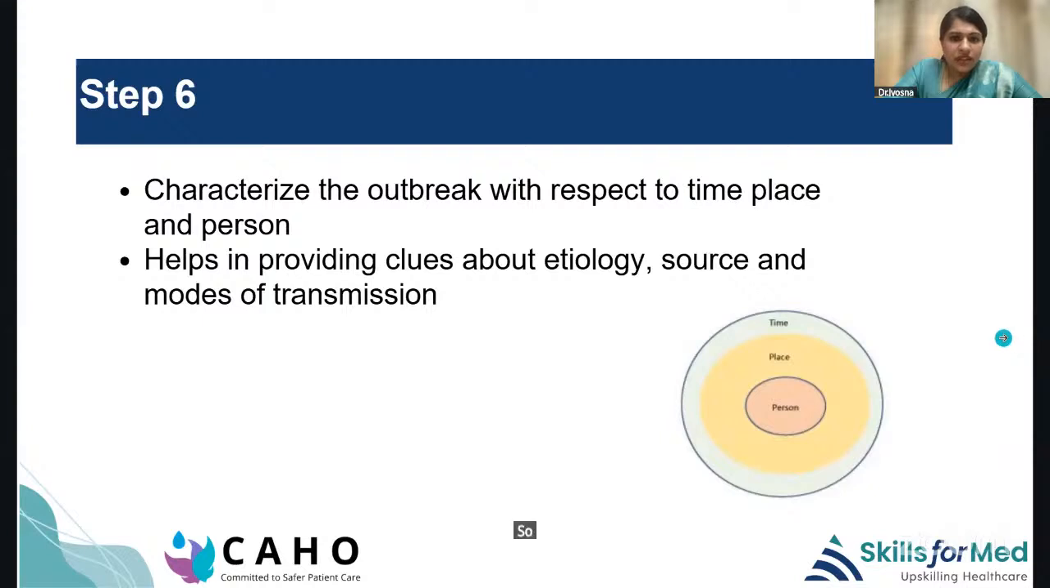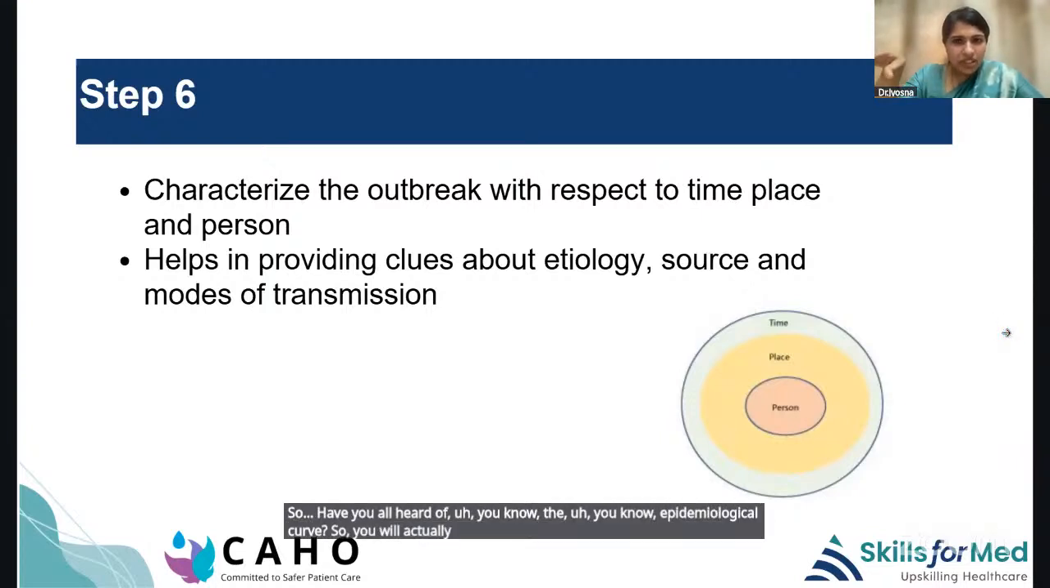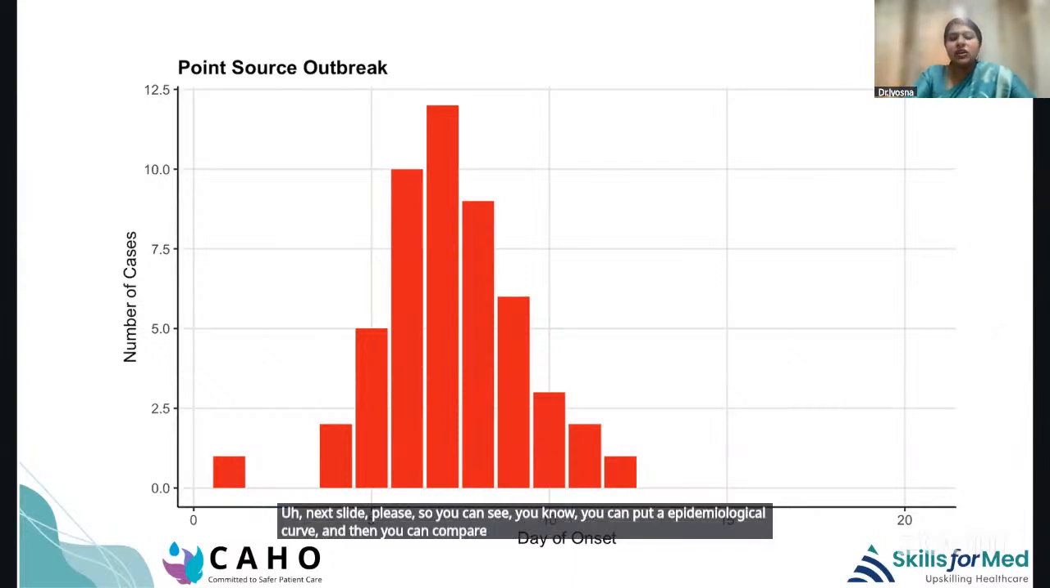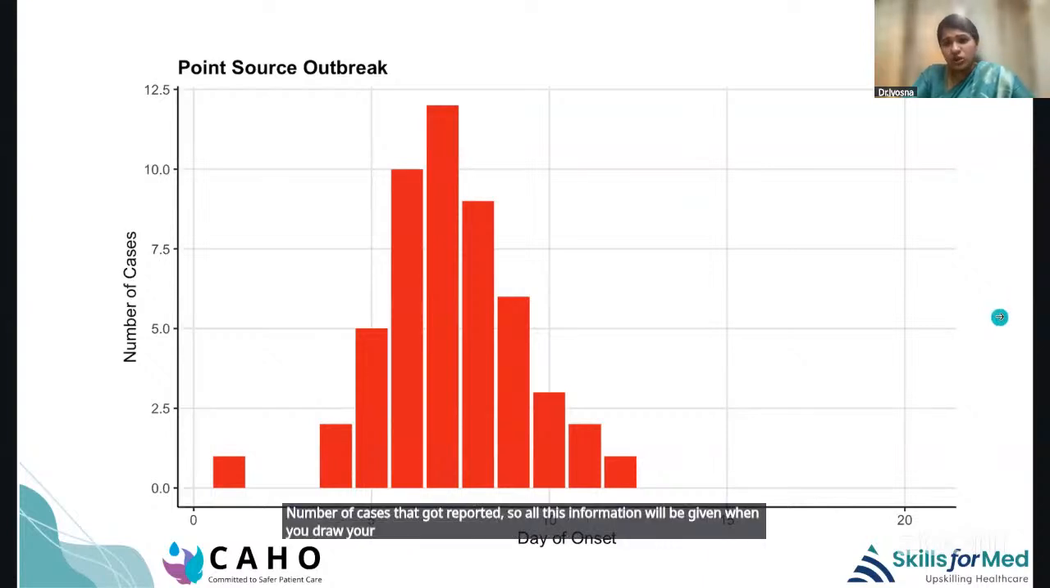So, have you all heard of the epidemiological curve? You will actually draw an epidemiological curve and see whether it's a point source or a propagated outbreak. You can plot an epidemiological curve and then compare how many days the outbreak extended up to, how many cases were reported, and when the peak number of cases got reported. All this information will be given when you draw your epidemiological curve.